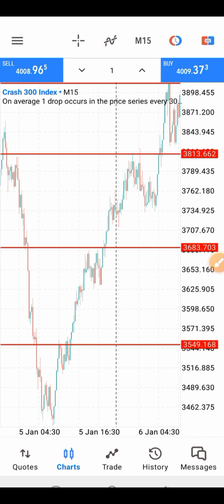Crash 300. You know, Crash 300 is one of the very volatile markets under boom and crash. You understand? So, and it's a strategy that doesn't really obey any indicators. You understand? So most indicators don't work on Crash 300. That is why I came up with this simple approach to Crash 300. So what you can do for yourself now is just to watch the video to the end. You understand? So watch this video to the end.